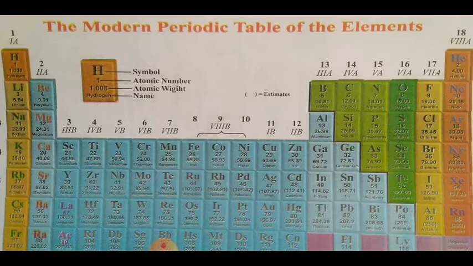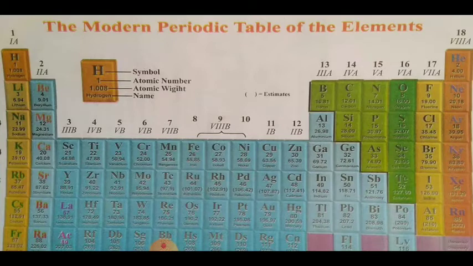For the 13th group, all elements in the 13th group have the same valence shell configuration, that is ns2 np1. Means in its valence shell there will be 3 electrons. That's why they possess similar chemical and physical properties. So the elements in a group possess similar properties.